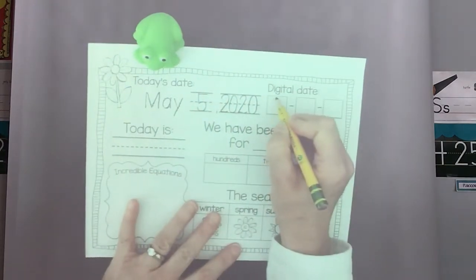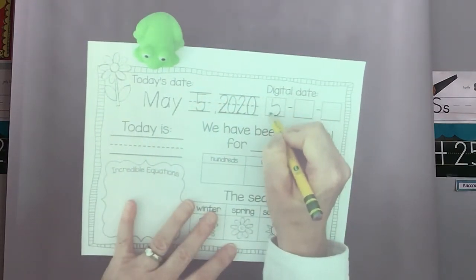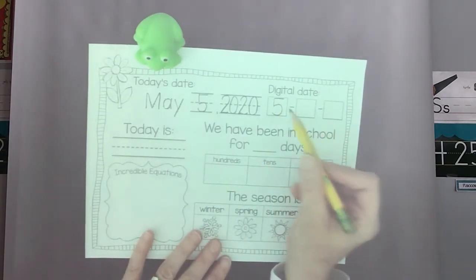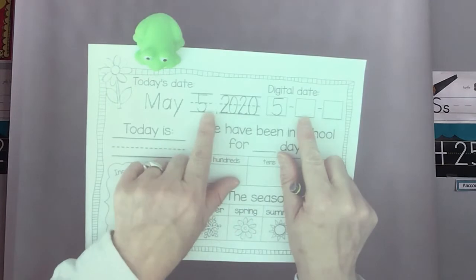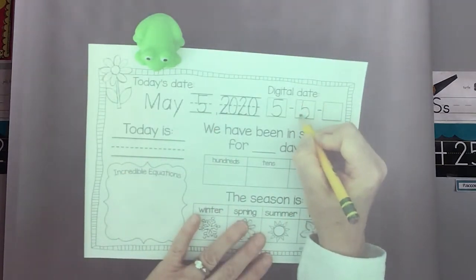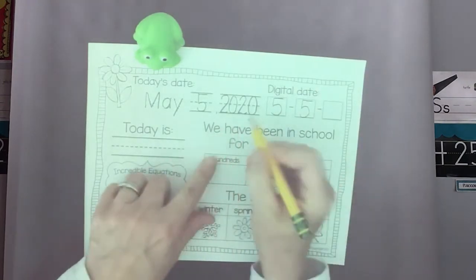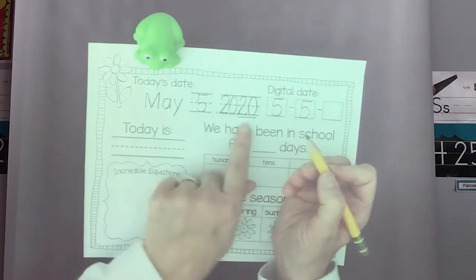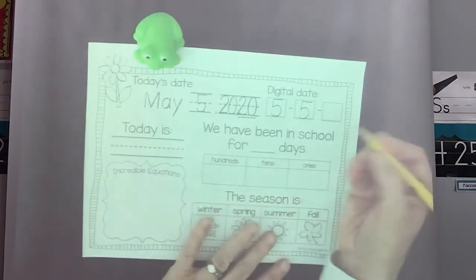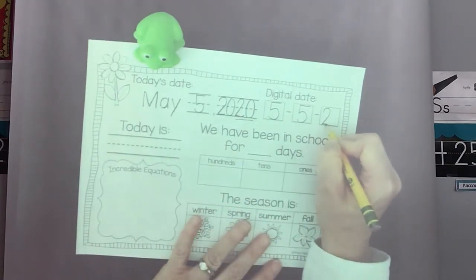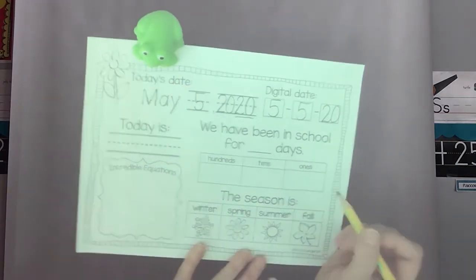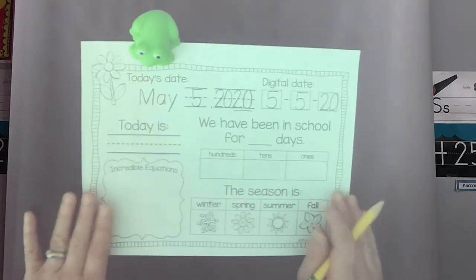So we're going to use the number 5 for May, January, February, March, April, May. So 5, and today's day is 5 as well. So it's 5, 5. And then for our year, remember, we use the last number. So 2020, we use the last 2 digits, which is 20. So 5, 5, 20. There you go. Very good.